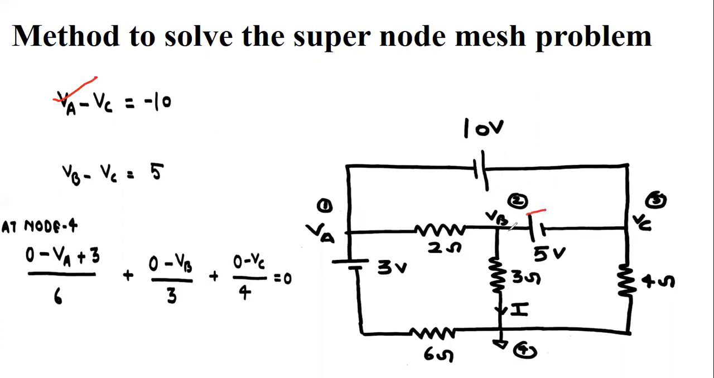Second is VB minus VC equal to the potential of that battery.